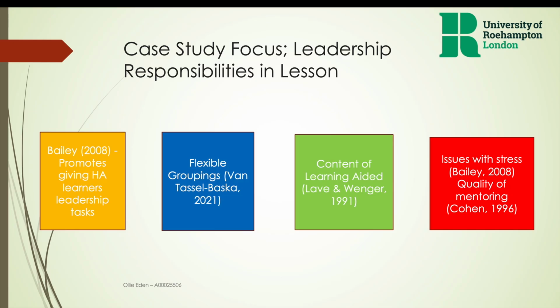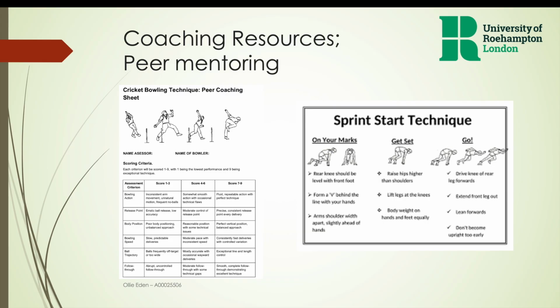Lave and Wenger also speak about how content of learning can be aided through providing this feedback for the high ability learner, as they have to think more about the techniques and some of the rules that are encompassed within their teaching as well. While Bailey has highlighted issues with stress, and Cohen mentioned the quality of mentoring could be affected in this process. However, hopefully this is something that the next slide shows I was able to counteract by providing templates for the learners to work with.